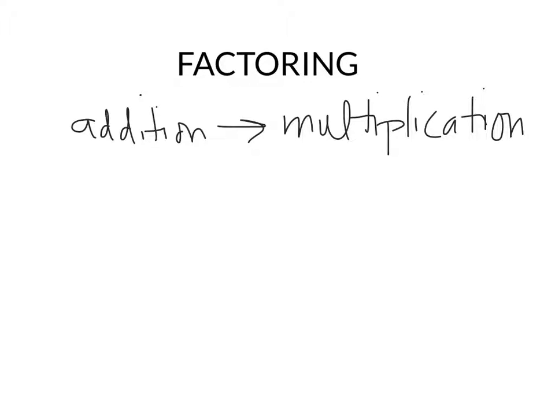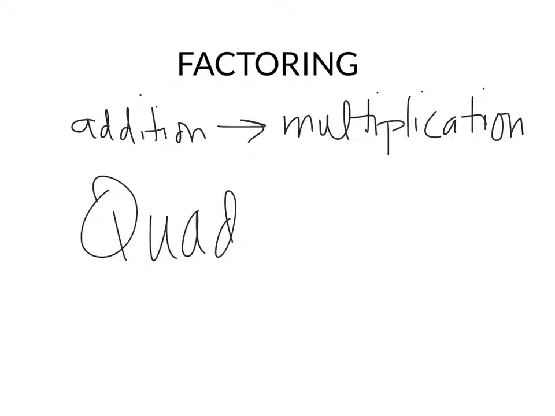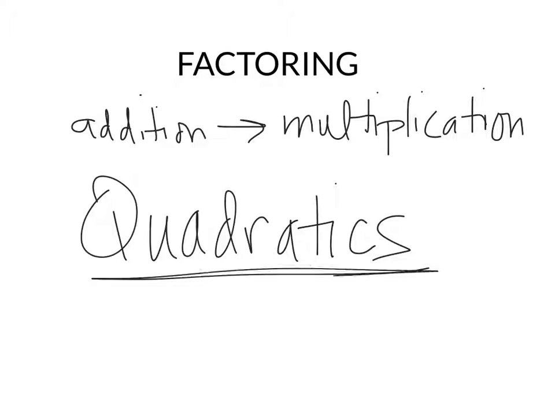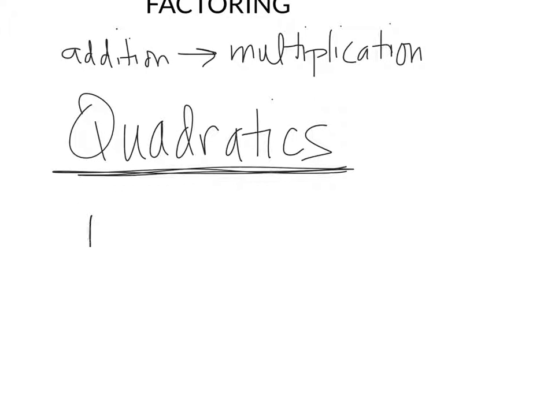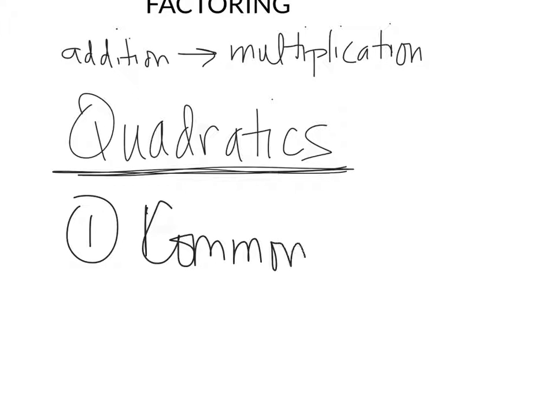So factors mean multiply. When we're talking about factoring quadratics, we are taking a 3-term or a 2-term thing that has pluses and minuses, and we're trying to write it as a product, or multipliers, of at least 2 things. So the first thing that we always look for when we're factoring quadratics is common factors. Do all the terms have the same multiplier in common?